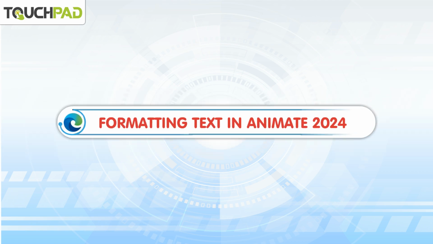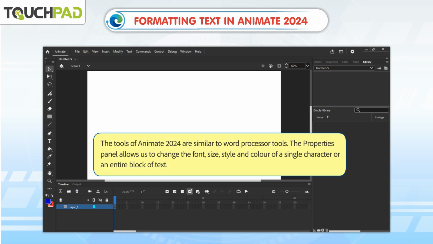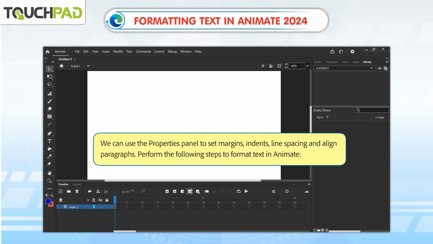Formatting text in Animate 2024. The tools of Animate 2024 are similar to word processor tools. The Properties panel allows us to change the font, size, style, and color of a single character or an entire block of text. We can use the Properties panel to set margins, indents, line spacing, and align paragraphs.